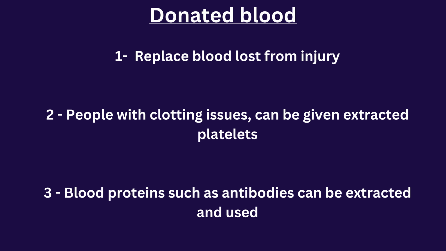So here are some of the pros or the advantages of using blood products, right? And this came from donated blood. So one, the donated blood can be used to replace blood loss from injury. People with clotting issues, for example, people with hemophilia, they can be given extracted platelets so that their blood can now start clotting. They don't have to become infected from bacteria or they would not bleed to death. Number three, blood proteins such as antibodies can also be extracted and used. So these are the pros or the advantages of using blood products.